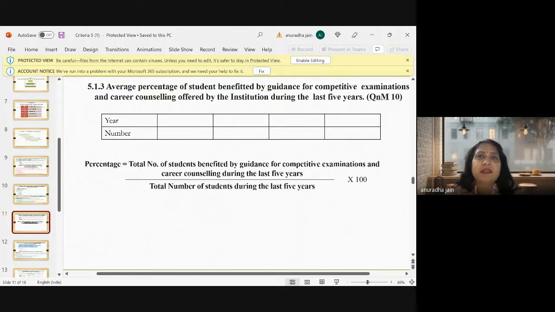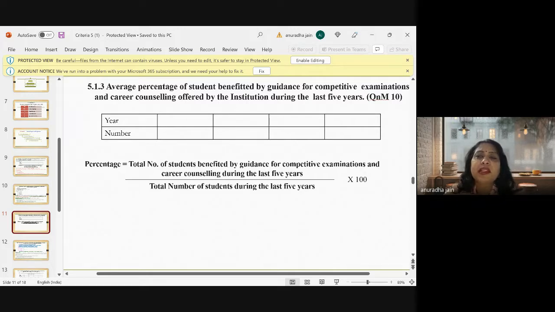For example, those who are doing BBA, BCom, or any undergraduate program, and are willing to appear for the CAT exam, we should give guidance to students on what sort of preparation is required for CAT or MAT, or for those who are going for higher education entrance exams.